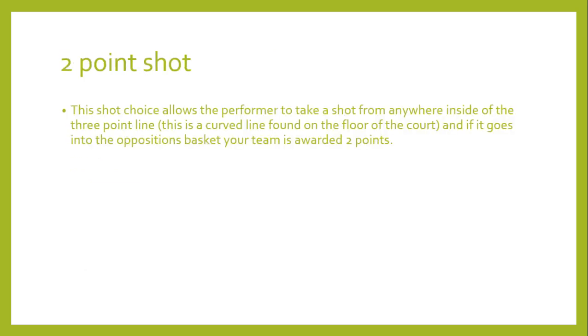Two-point shot. This shot choice allows the performer to take a shot from anywhere inside of the 3-point line. This is a curved line found on the floor of the court, and if it goes into the opposition's basket, your team is awarded 2 points. This can be any shot choice from a jump shot to a layup.